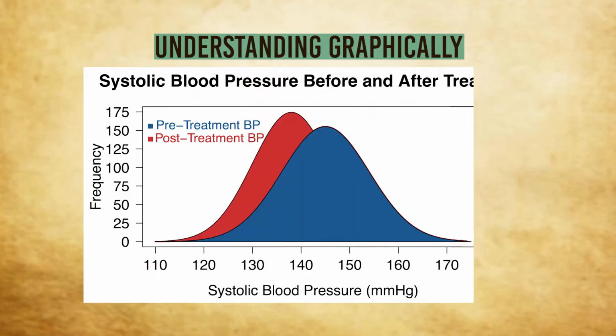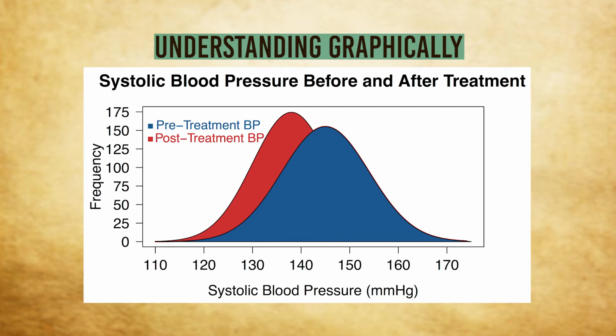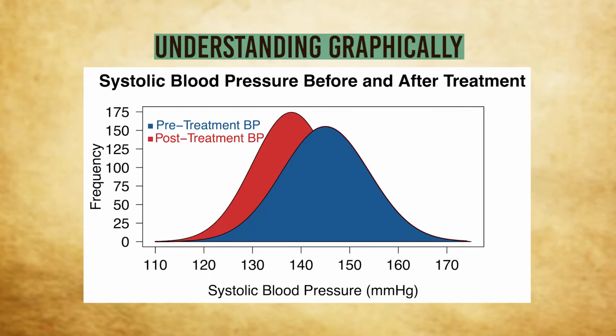Now we try to understand this graphically. Systolic blood pressure before and after the treatment. Suppose we know that the systolic blood pressure will reduce after the treatment. That means post blood pressure will be less than the pre-blood pressure. We assumed a normal distribution. If the mean value decreases, the shape of the distribution will remain intact, but will shift towards the left. So the blue one is before the treatment and the red one is after the treatment. You see the red one is towards the left, that is, the mean value has decreased.